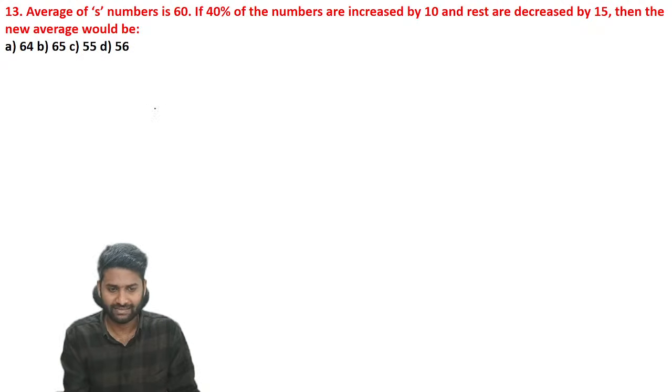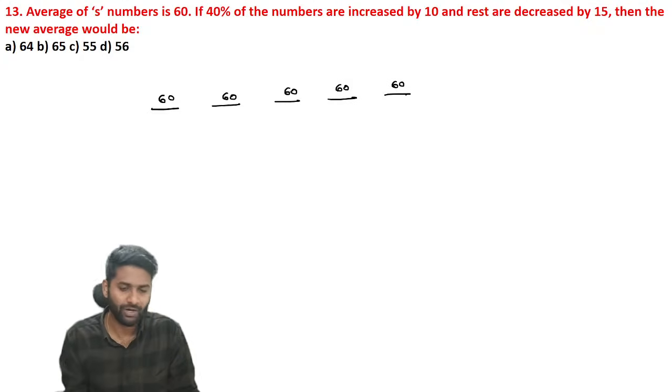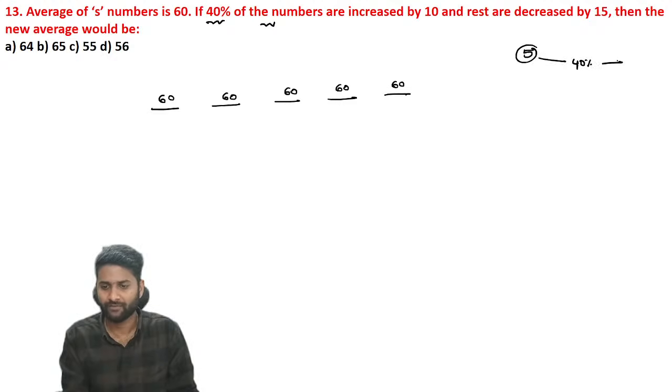Let's understand that. Let us take 5 numbers: 1, 2, 3, 4, 5. They clearly mention that the average is 60. If each and every number is 60, then the overall average is 60. 40 percent of numbers: total we are assuming 5 numbers, and 40 percent of 5 means 2 numbers. 2 numbers are increased by 10. Now here the value is 70 and here the value is 70.